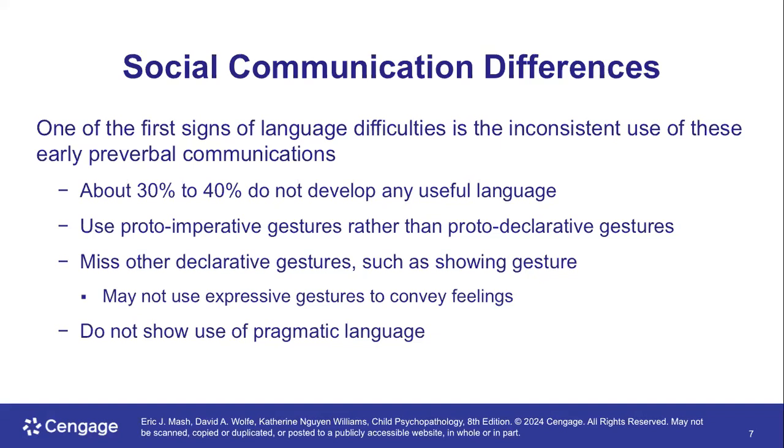We also see that individuals on the autism spectrum struggle with pragmatic language. And pragmatic language are the unwritten rules of language. So things like sarcasm, things like emphasis and how emphasis impacts a sentence. These cues are going to be missed, even in individuals who are what we call higher functioning.